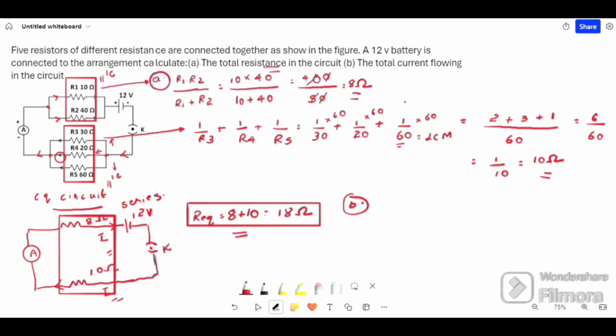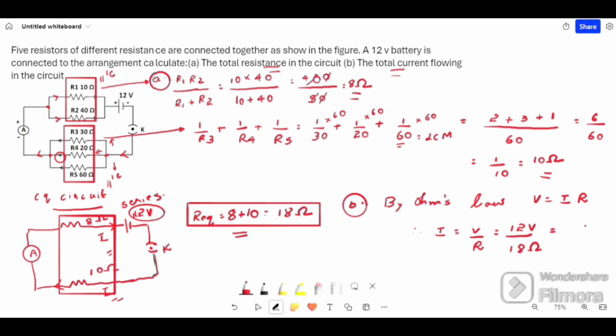Now for part B, to find the total current flowing in the circuit, by Ohm's law we know that V equals I into R. So I equals V by R. We know that V is 12 volt, 12 volt divided by R, which is 18 ohm. We will get 2 by 3. So I is 2 by 3 amperes.